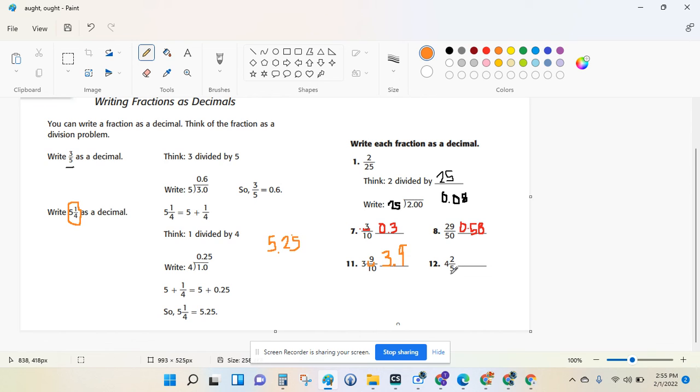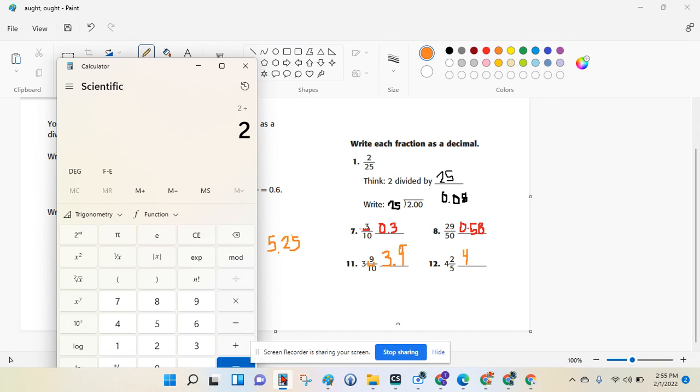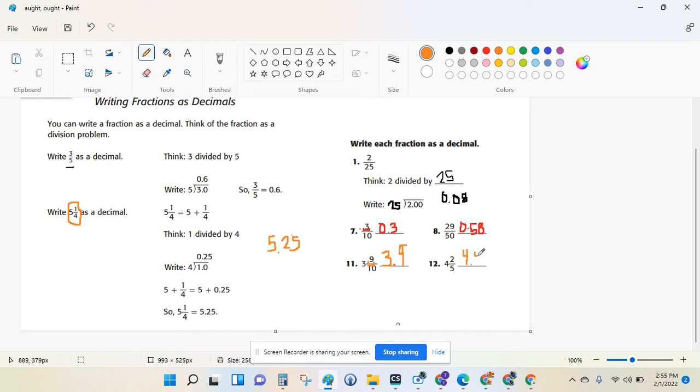Okay, and if we say 4 and 2/5, first thing, drop that 4, then you can use your calculator: 2 divided by 5 gives you 0.4. And then you're just going to put the 0.4. Because if you had 4 plus 0.4, you wouldn't have a 0 here with this. You would just write the 4 down, and you have 4.4. Okay, so that's how you do it.